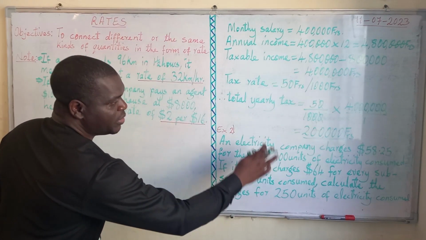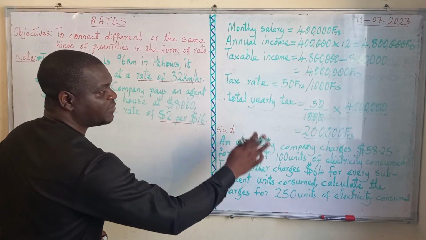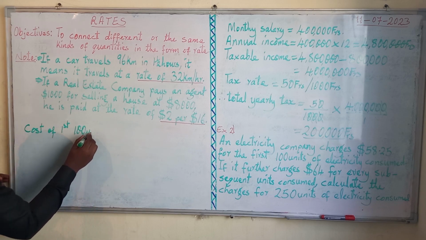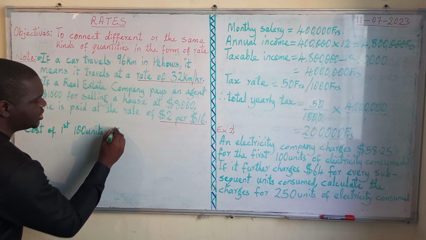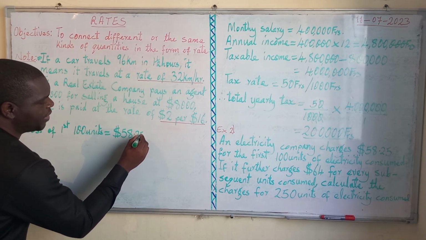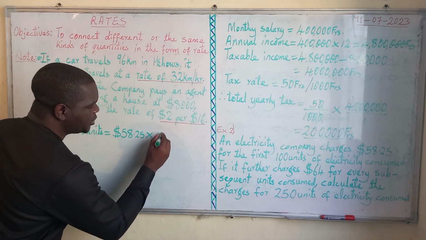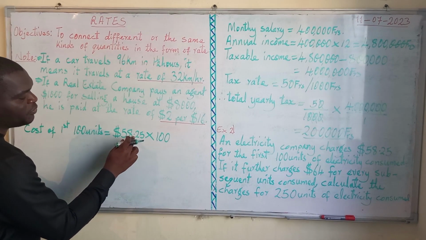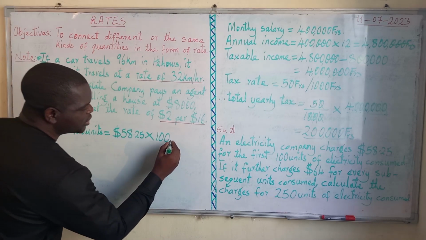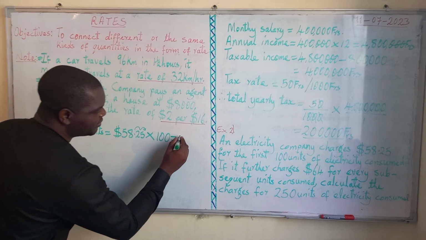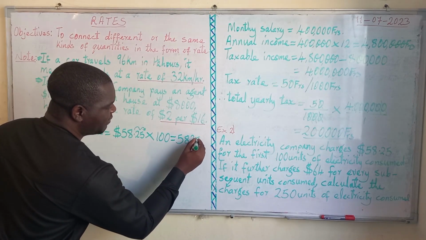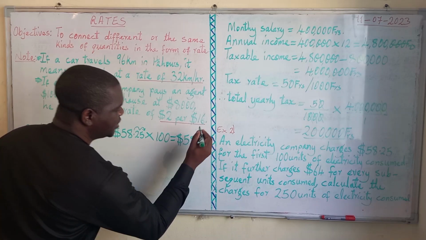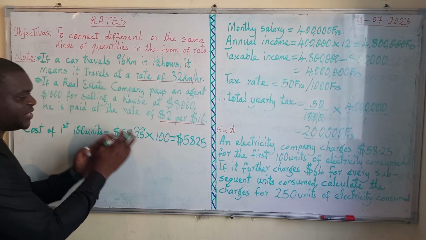Now, what is the first thing to do? The first thing is to identify the charge of the first 100 units. Cost of the first 100 units will be equal to, remember, it is charging 58.25. So we multiply this by 100 units. And with our knowledge of multiplication in decimals, if we are multiplying by 100, we move the decimal place to the right 2 times. So this will move 1, 2, and it will give us a total of $5,825. That is for the first 100 units consumed.